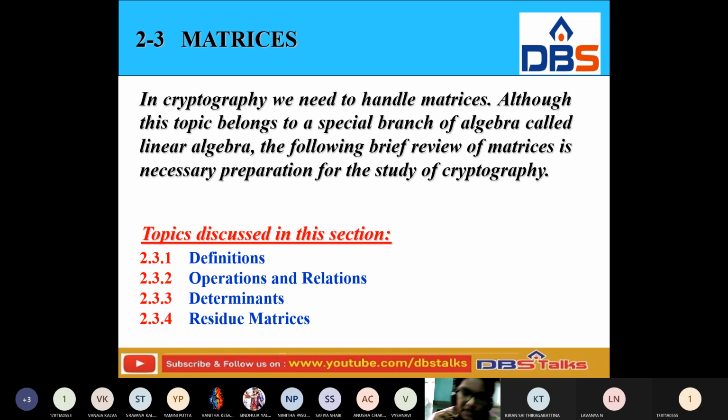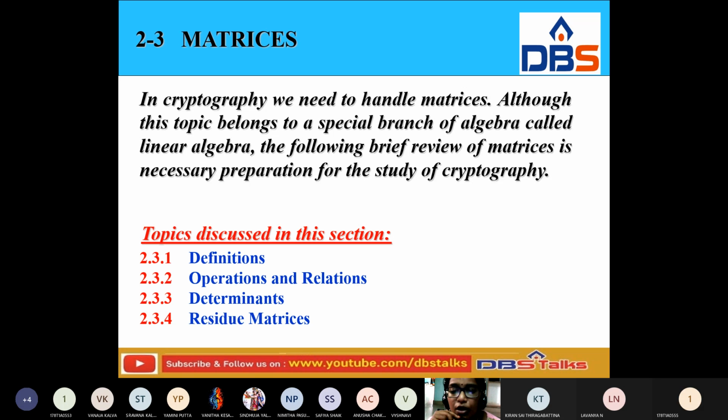In this matrices concept, the following are the definitions that we are going to discuss in this section. First, the definitions of these matrices, what the operations and relations of these matrices are, how we are going to find the determinant of those matrices, and how we are going to find the residue of those matrices.